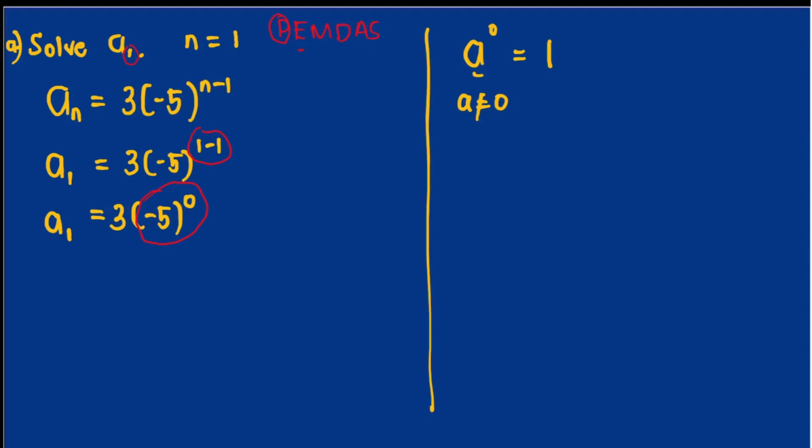Okay? So, except 0 yung base, no? So, example, 2 raised to 0, the answer is 1. 100 raised to 0, the answer is 1. Negative 7 raised to 0, ang answer is always 1. So, any number except 0 raised to 0, the answer is 1.